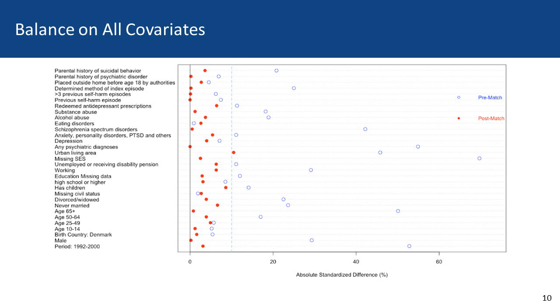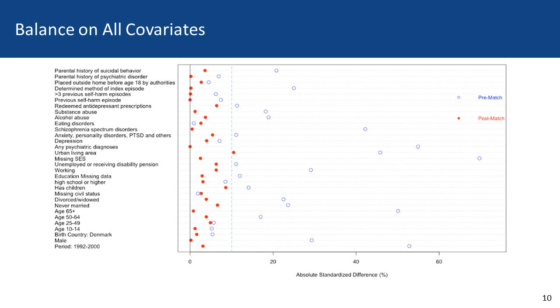The red solid circles are more what we want to see, which is that almost all of them are to the left of that dashed vertical 10% line. Many of them are actually basically right on zero. And so what we're seeing here is that the matching, so the red circles are in the match sample, worked in terms of creating these groups that look similar to one another.